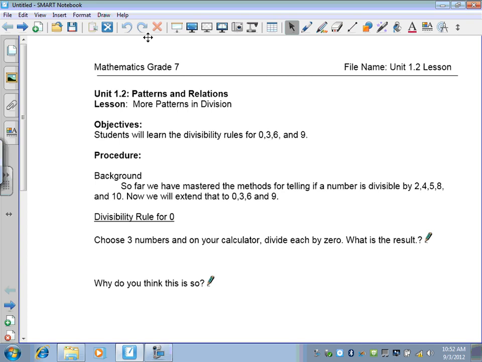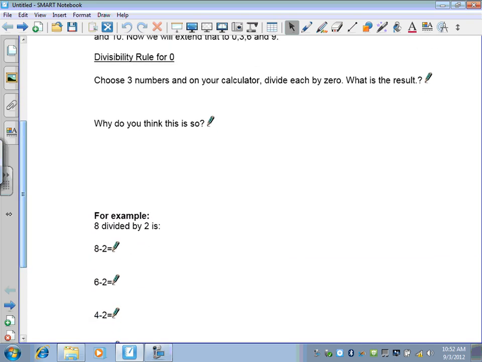Let's start with the divisibility rule for 0. If you take your calculator and you divide a number by 0, what do you think is going to occur on your calculator? Why don't you try it? Pause this program while you go get your calculators. Okay, you should be back by now.